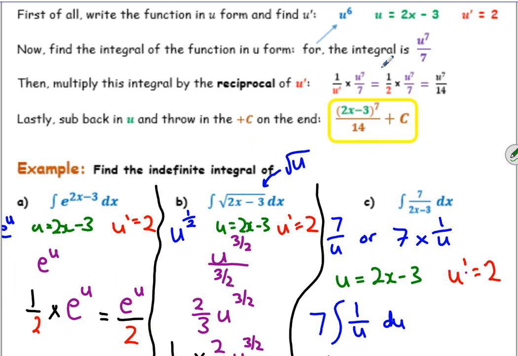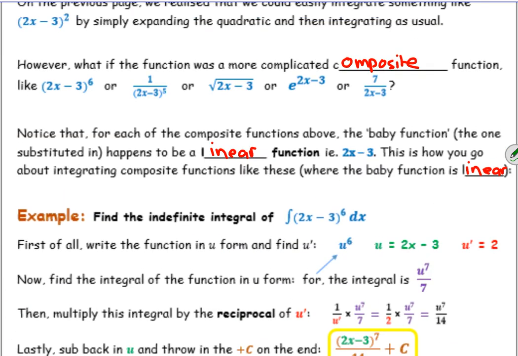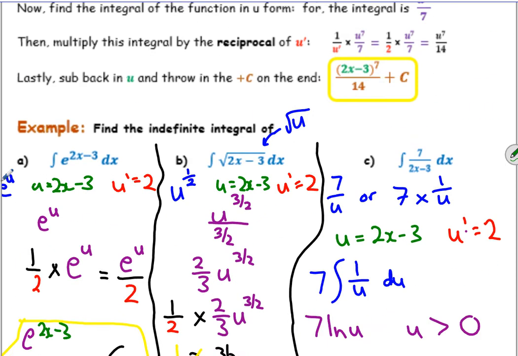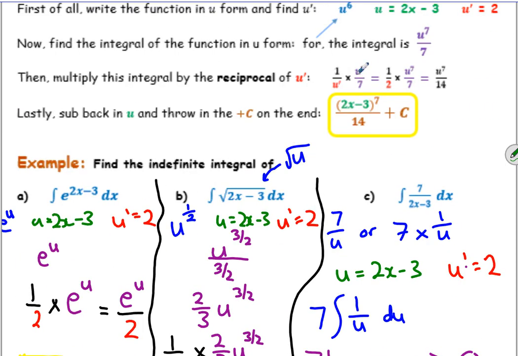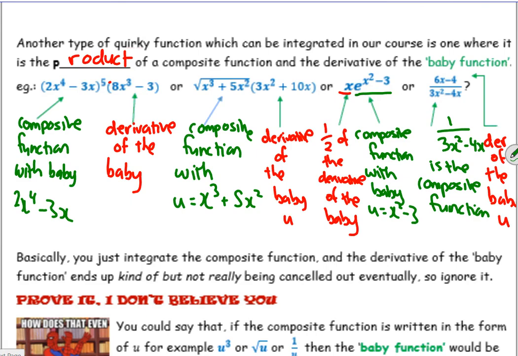So with those ones, when it's just a composite function with a linear subbed in, you find the integral of the mother, you multiply it by the reciprocal of the derivative of the baby, and sub everything back in. When it's the product of two things, notice these aren't linear at all in these ones. If in your course you start to see non-linears inside the composite, have a look and see, hey, it's been multiplied by the derivative of the baby, and that means it's this kind of shortcut method.